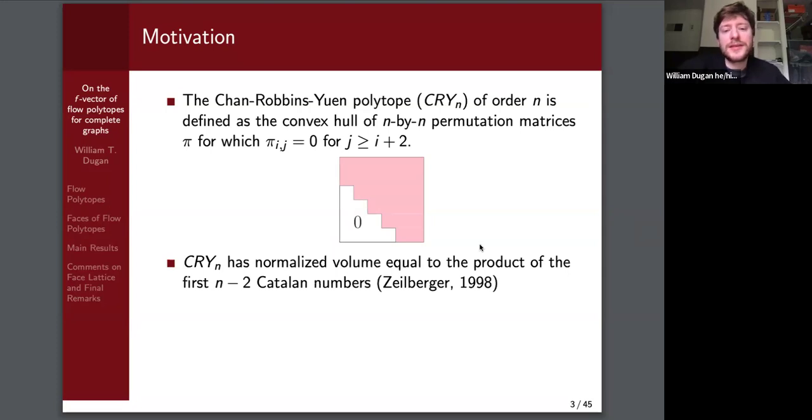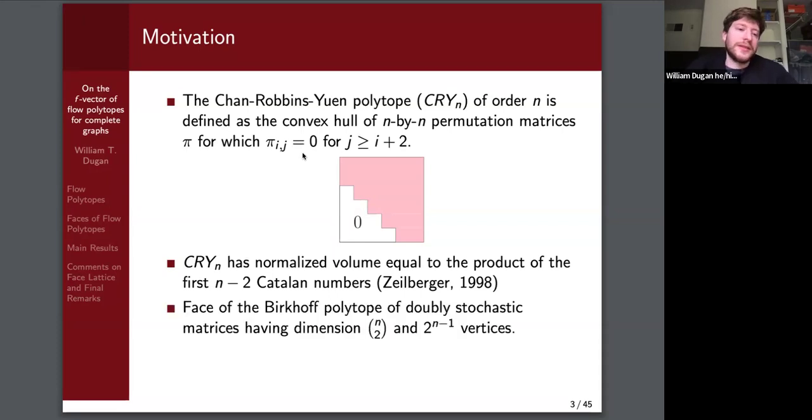And this polytope is famous for many different reasons. One of the reasons is that it has normalized volume equal to the product of the first n minus 2 Catalan numbers. This was proven by Zeilberger in 1998. But one of the reasons that CRY has produced so much interest in the research community is that Catalan numbers, we think of them as our numbers, these combinatorial numbers, and yet there's no combinatorial proof of this fact known to date. So this has been driving a lot of research in the community.